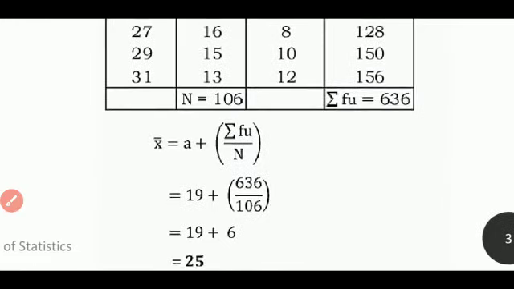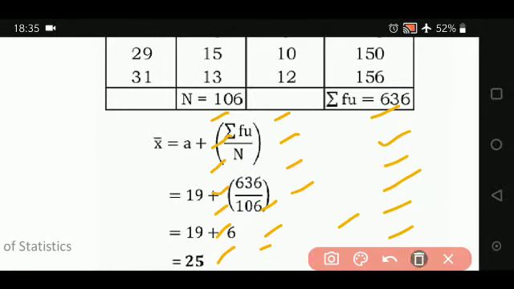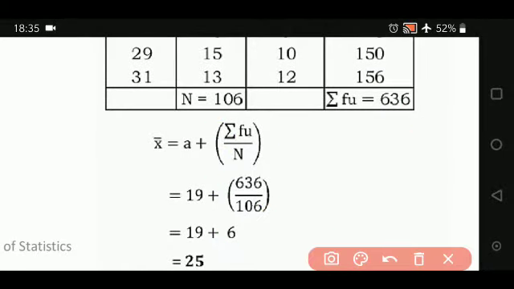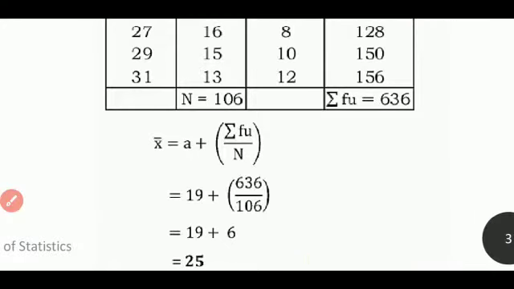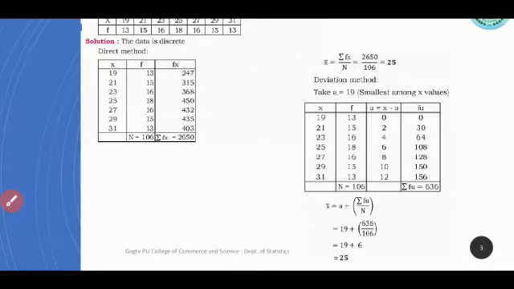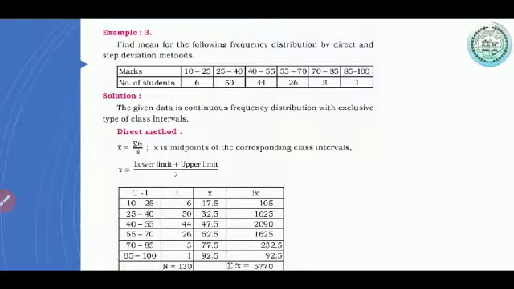So, what is the formula here? The formula here is x bar is equal to A plus summation FU divided by N. The value of A is 19. Summation FU is 636 and total frequency is 106. Simplify this first. Then 19 plus 6 you get 25. So you can try using the A value differently and solve the example.